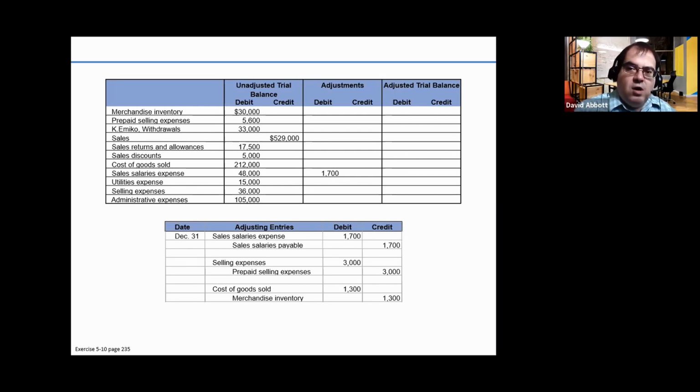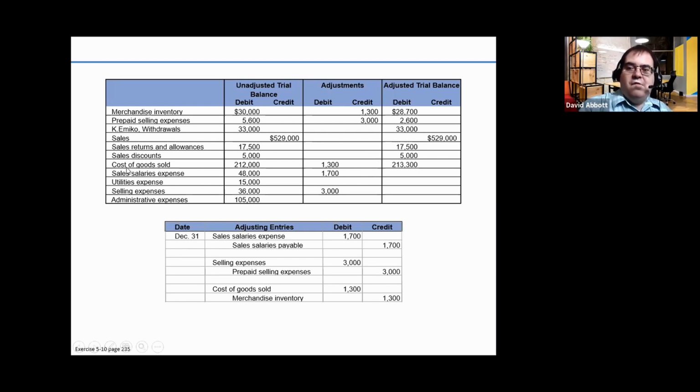Now we're going to adjust our trial balance. So we have a debit for our salaries expense, a debit for our selling expense, a credit for our prepaid selling expense, and then a debit for our cost of goods sold and a credit for our merchandise inventory, the amount that was used. If we subtract 1,300 from 30,000, we get a debit balance of 28,700 for our merchandise inventory. Same thing here, prepaid selling expenses started out at 5,600, we've used 3,000, so subtract. We now have 2,600 of prepaid selling expenses. And then we can just carry over the withdrawals and the amount of sales we had, and then returns and allowances, sales discount.